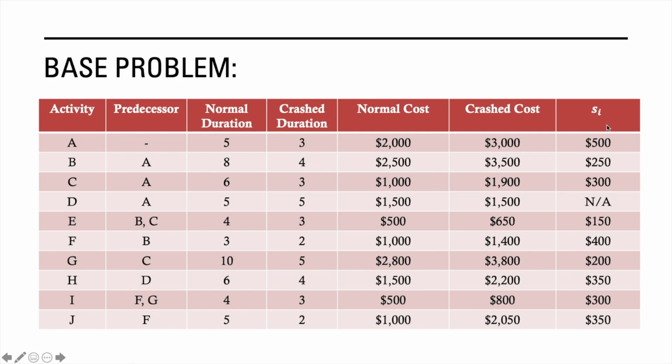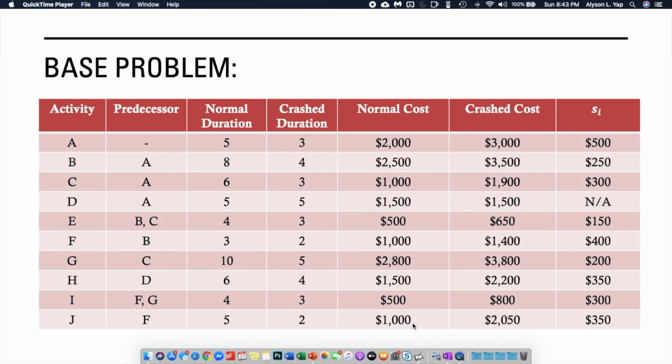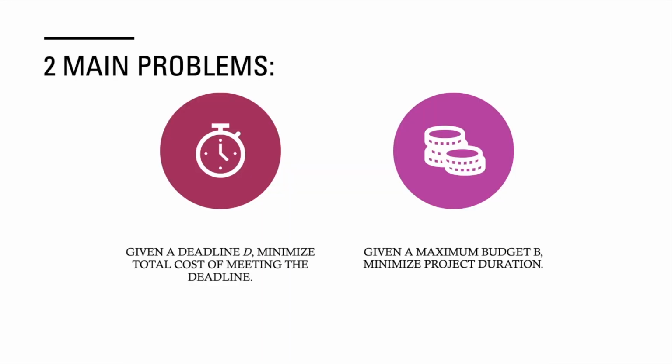S sub i. So now what we have is a problem where you have your activities and their duration and cost. However, there is a possibility of reducing the duration of certain activities, so that effectively you would like to reduce the project duration. Now, why is it important to know that you can actually reduce your project duration? It is important because of two general questions or problems.